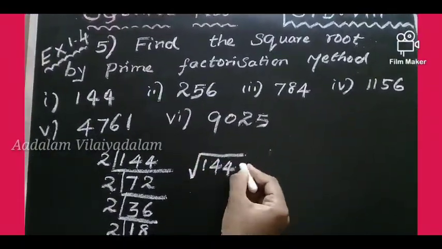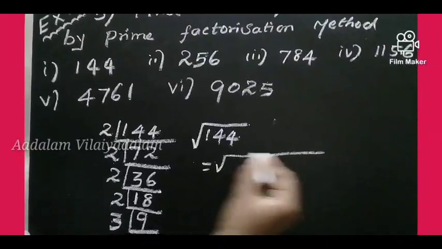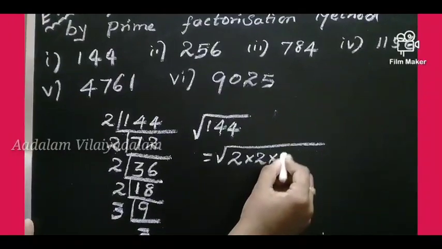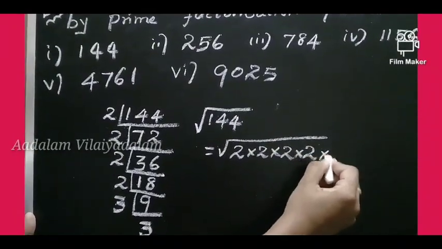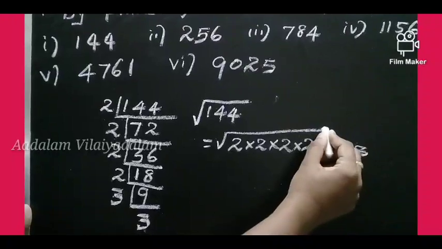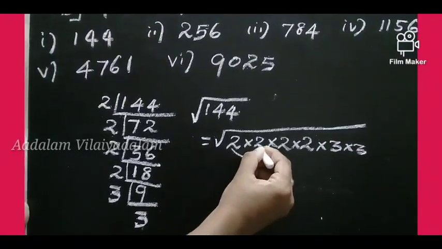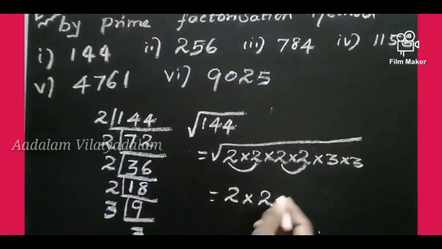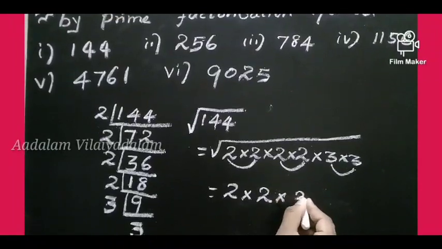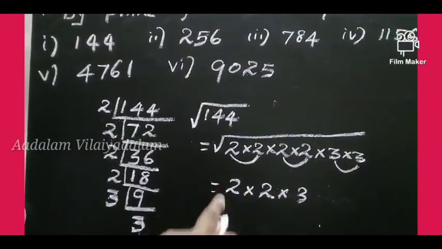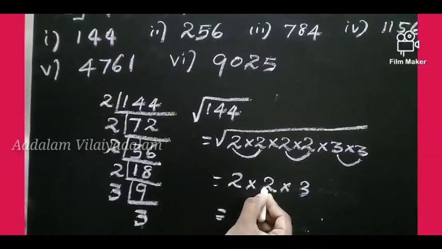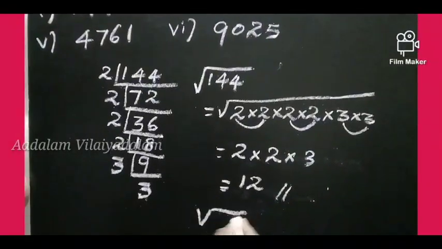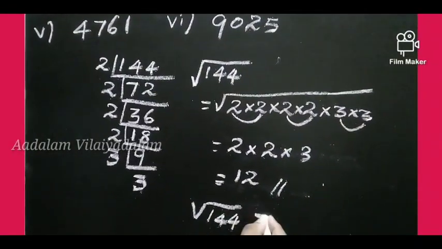So square root of 144 equals square root of, how many 2s here? Four 2s. So 2 into 2, 2 into 2, again 3 into 3. For square root we have to take pairs of numbers and take one number. Again the pair of numbers, take 1. The pair of 3, take 1, 3 also. Here we remove the square root. So 2 twos are 4, 4 threes are 12. So 12 is the answer. Square root of 144 equals 12.